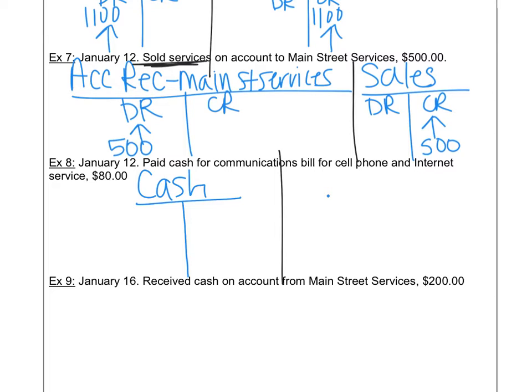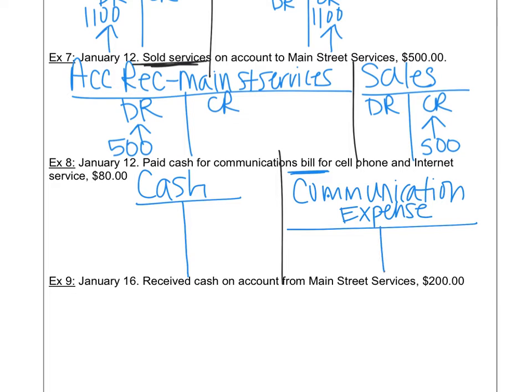Since the business paid cash for a bill, okay, they paid for a cell phone and internet service. Anytime a business pays for a bill, that's going to be an expense. And this expense would be a communication expense since it was for cell phone and internet service. All right, now we need to figure out what we debit and what we credit. So if the business paid cash for a bill, since they paid cash, their cash is decreasing. And cash always decreases as a credit.